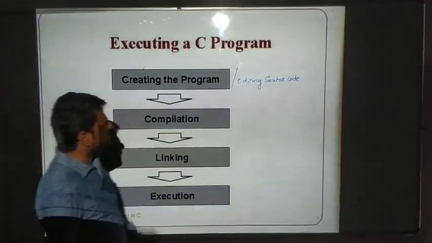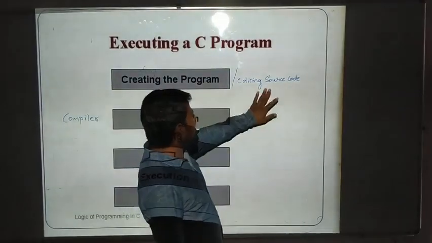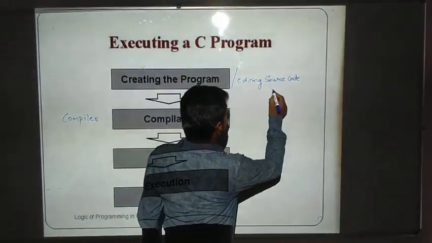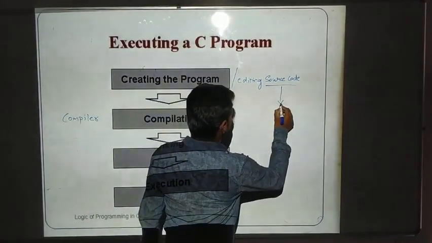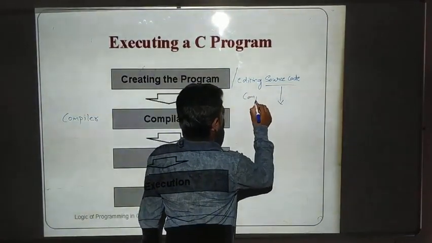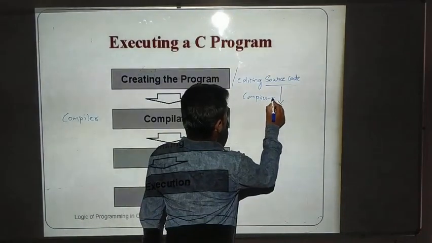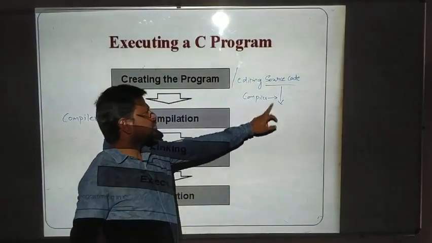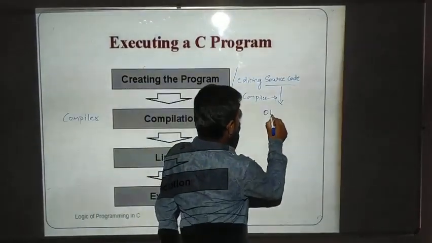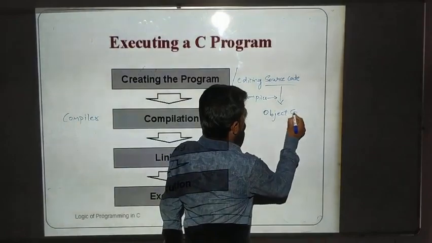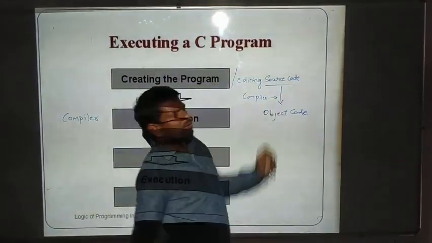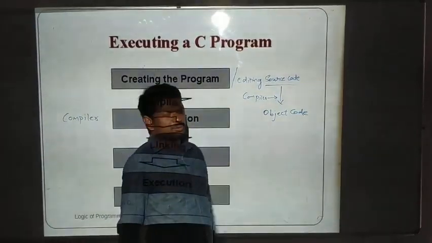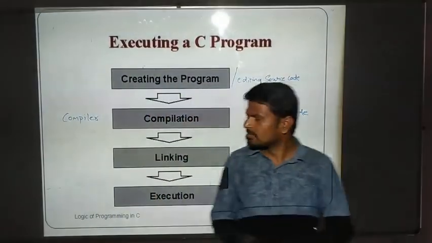So the compiler, what does it do? It converts the source code into what? It converts the source code into object code. Now before we said it is source code, now we are talking about object code. Why has it changed? Why?